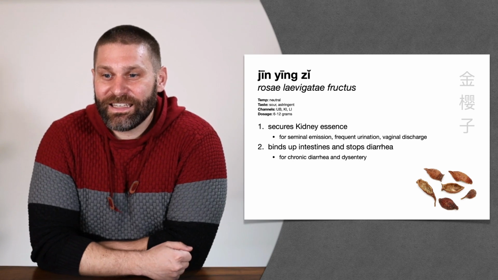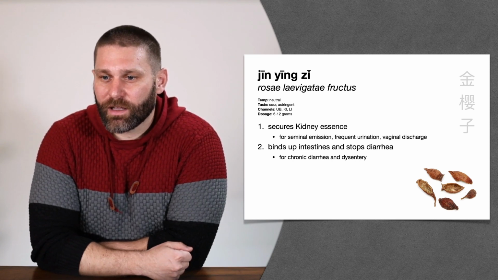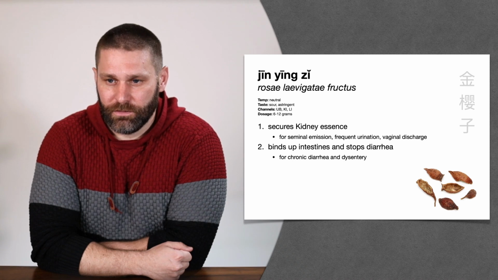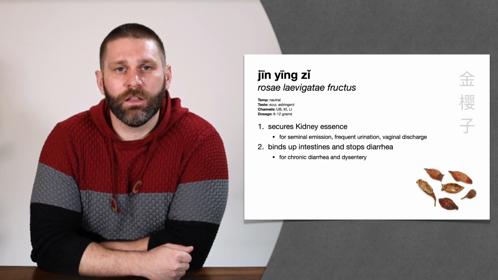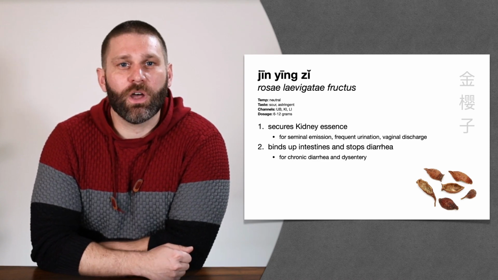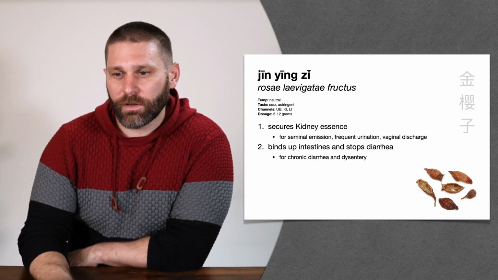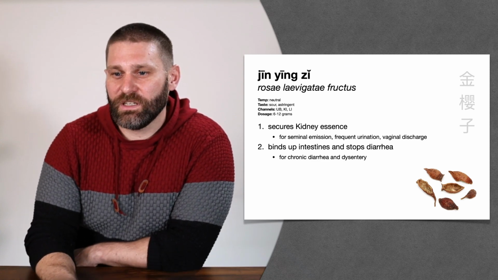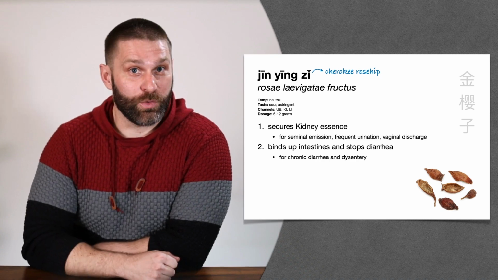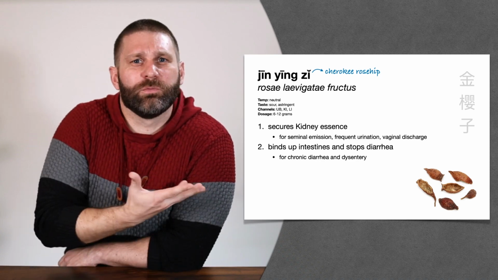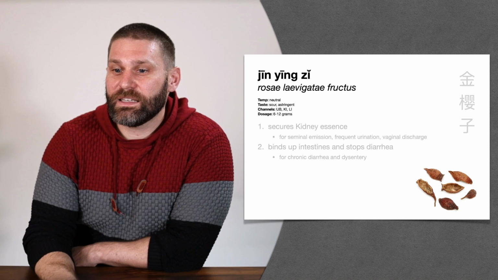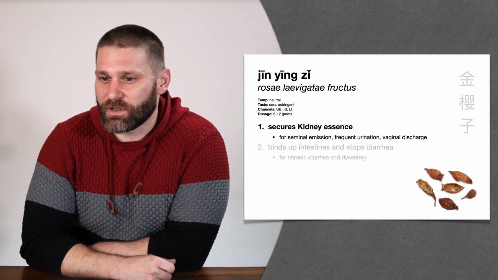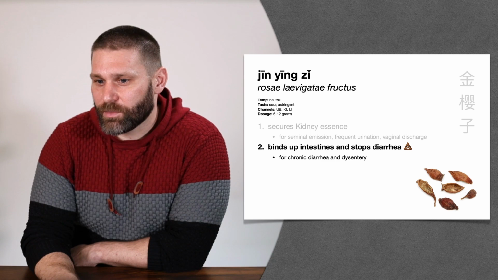After that is Jin Yin Zi, Rosae Laevigatae fructus. This kind of makes me think, it's Laevigata, not Leviosa. Anyway, Jinyingza. This is Cherokee rosehip. Again, I don't know if rose hips are different from roses, but apparently some people know what that means. Anyway, Jinyingza secures kidney essence for seminal emission, frequent urination, and vaginal discharge, and also binds up the intestines and stops diarrhea for chronic diarrhea and dysentery.